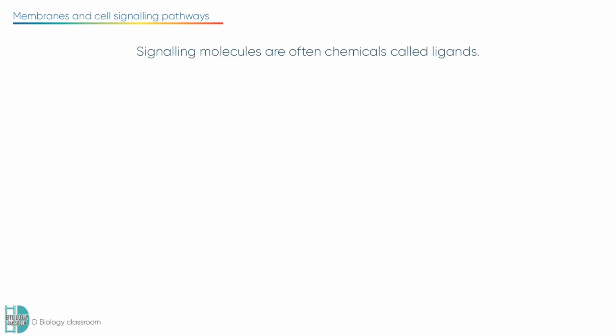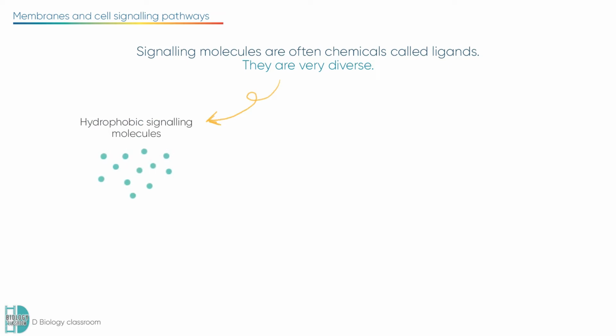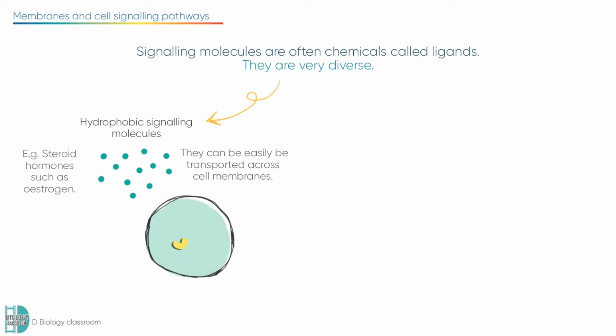Signaling molecules are often chemicals called ligands. They are very diverse. Some signaling molecules are hydrophobic and small. They can be easily transported across cell membranes, for example, the steroid hormones such as estrogen. Due to their hydrophobic nature, they can diffuse directly across the cell surface membrane and bind to the receptors in the cytoplasm or nucleus. Then, the message they carry is being received by the cell.